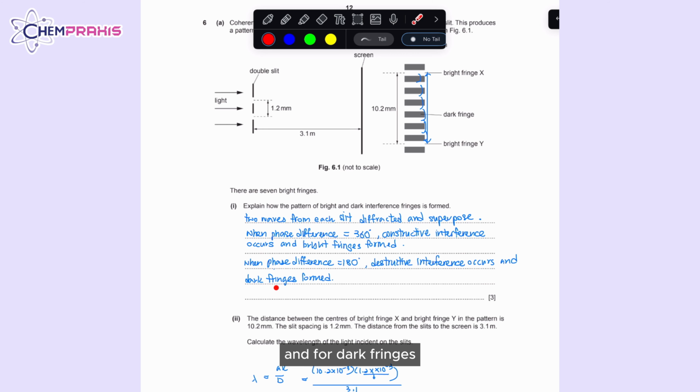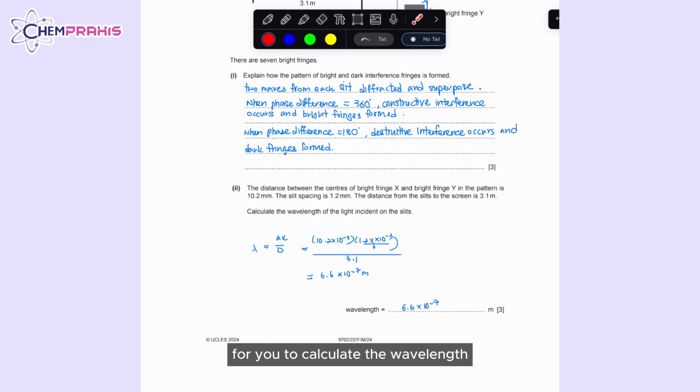And for dark fringes, you will have a phase difference of 180 degrees. That gives you a destructive interference. For you to calculate the wavelength of the light incident on the slit, you can use lambda equals ax over D, and all the values have been given. Bear in mind, the unit is required to be in meters, so you need to change the millimeters to meters before you substitute into the formula.